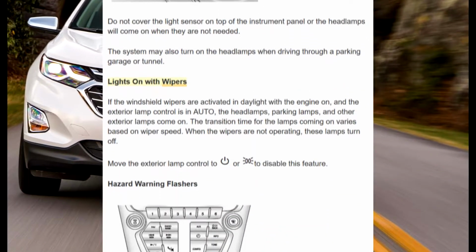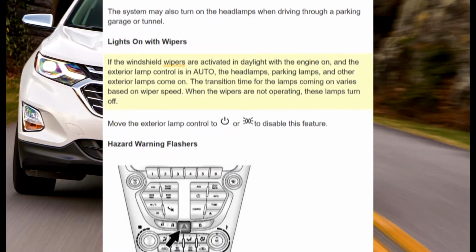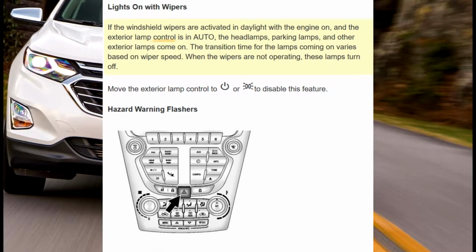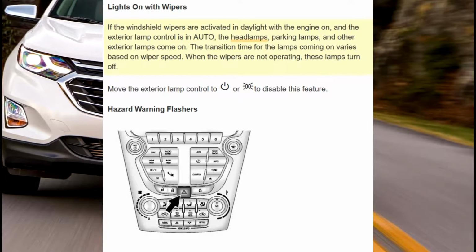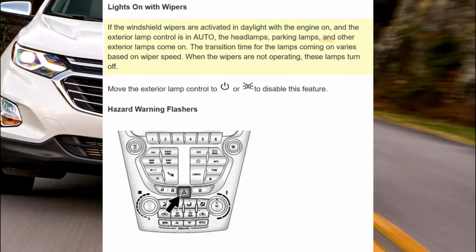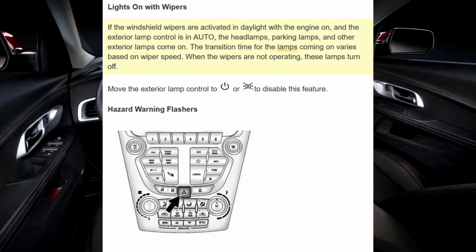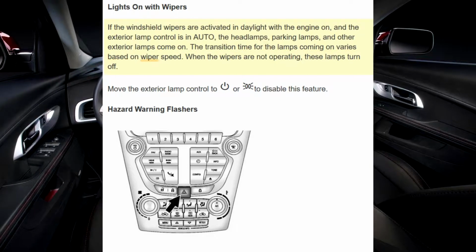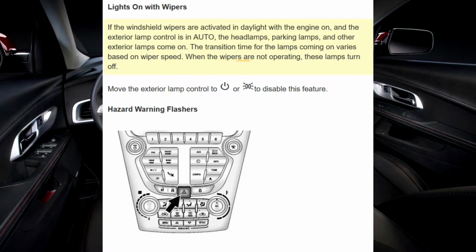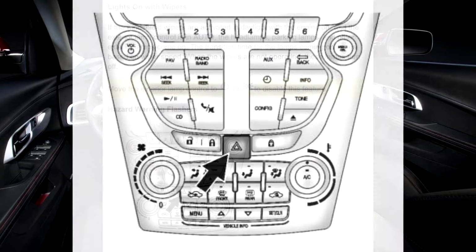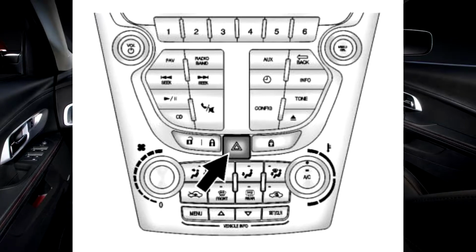Lights on with wipers. If the windshield wipers are activated in daylight with the engine on, and the exterior lamp control is in auto, the headlamps, parking lamps, and other exterior lamps come on. The transition time for the lamps coming on varies based on wiper speed. When the wipers are not operating, these lamps turn off. Move the exterior lamp control to off or parking lamps to disable this feature.